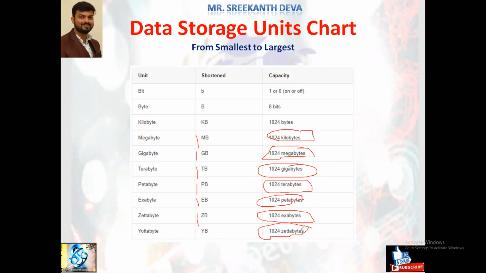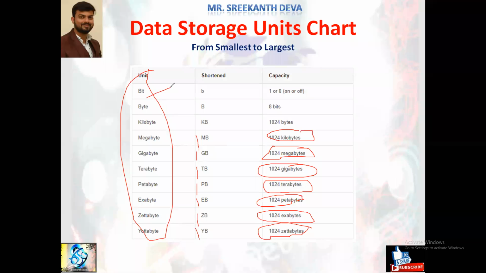1024 zettabytes represents what? 1 yottabyte. See, this is about what? Data storage units in a computer. You can take examples like memory cards, pen drives, hard disks. Any kind of storage unit like CDs, DVDs, floppies. Any storage unit or memory unit is going to be represented in the form of a unit representation.